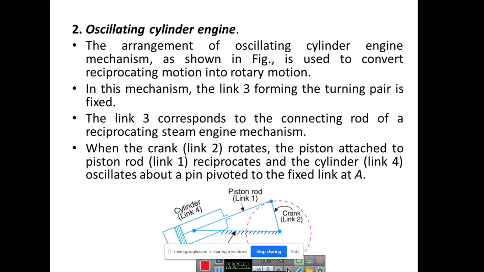When the crank 2, this crank, is rotated, the piston attached to it reciprocates in this direction, and the cylinder, link 4, oscillates about the pin pivoted at the fixed link A. So this is the fixed link A, and it is going to reciprocate. So this is regarding the oscillating cylinder engine.